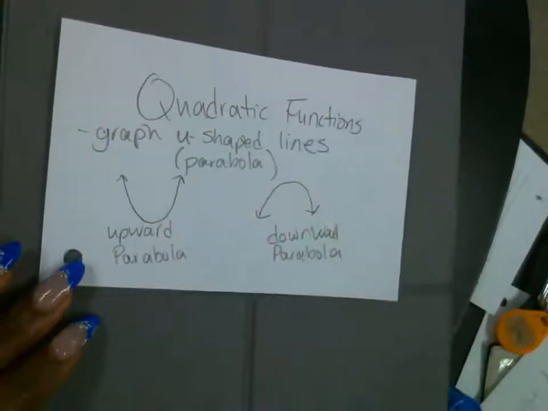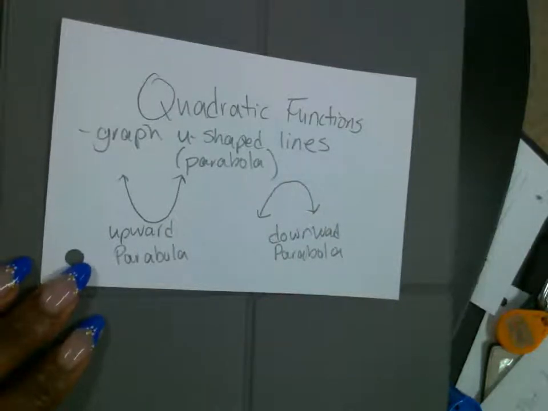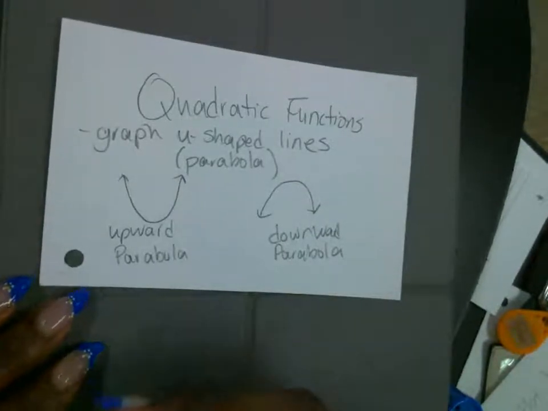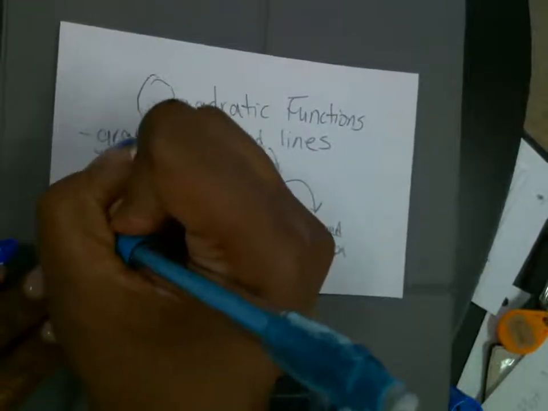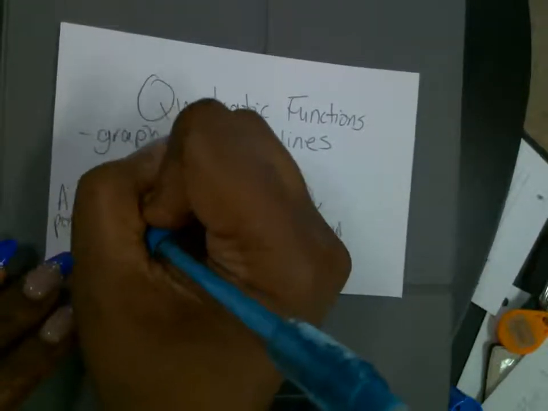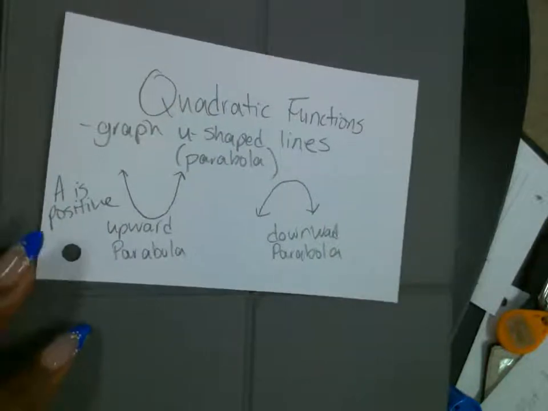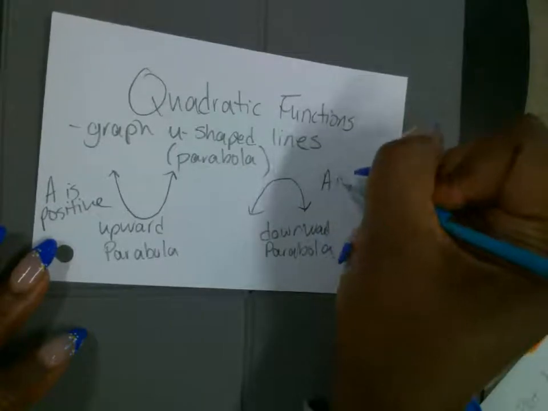How do you know by looking at it that it's an upward parabola? It's going up. Well, what about the equation? The A is positive. What about, how do you know by looking at the equation that it's a downward parabola? A is negative.